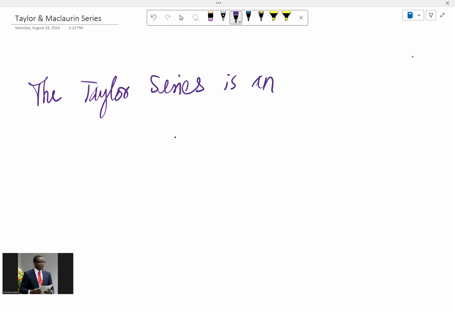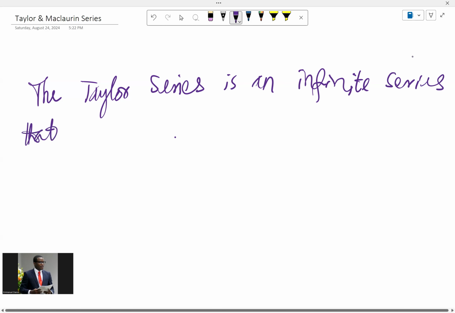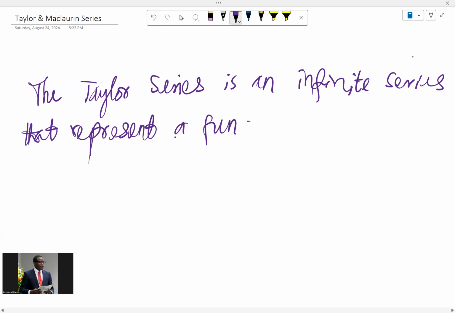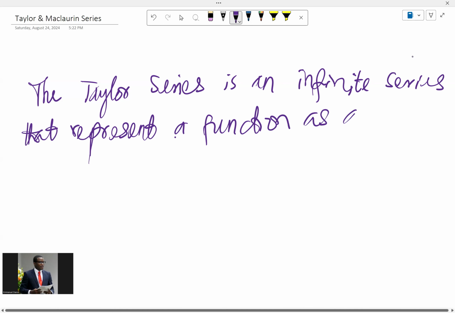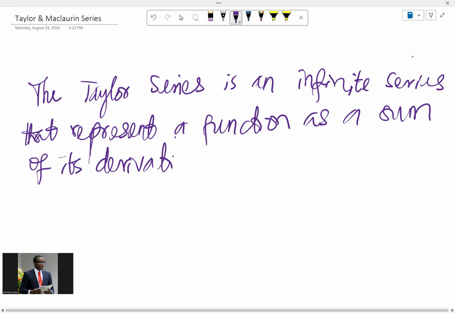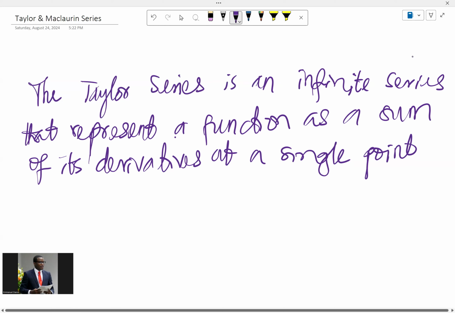is an infinite series that represents a function. It represents a function as a sum of its derivatives, the sum of its derivatives at a single point. So this is talking about the Taylor series to start with.